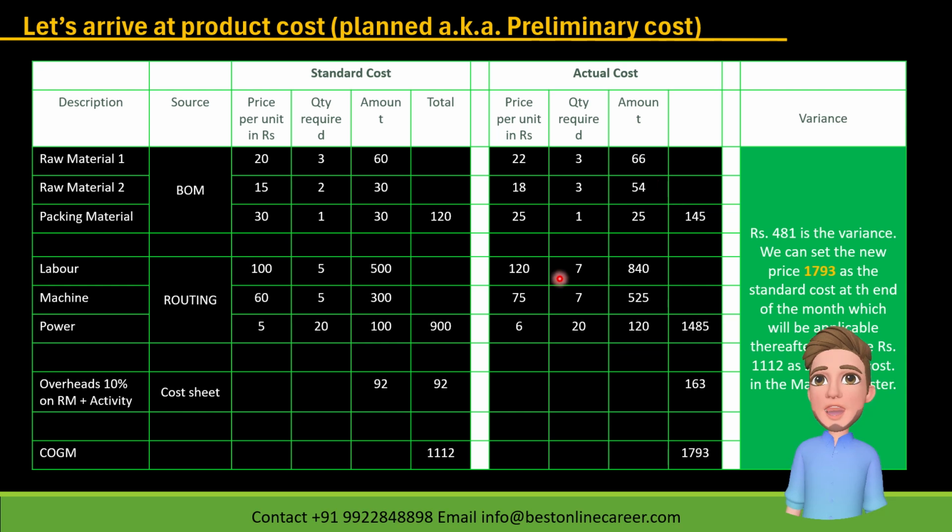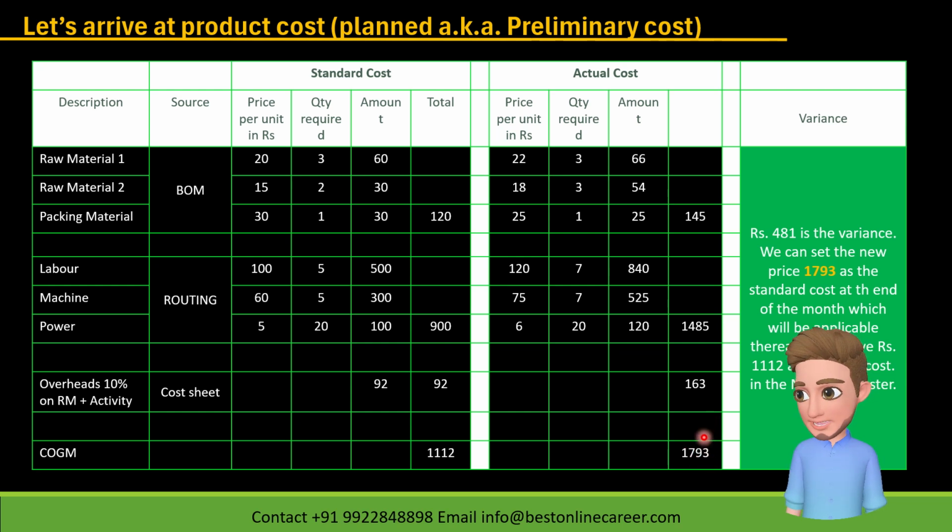Right? Subsequently, the activity cost has been revised. It's no longer 100, it's 120. Machine cost is not 60, it is 75. Then your per unit rate is not 5 anymore, it's 6. When you apply, you come to 1485. Now, accordingly, your 10% overhead changes to 145 plus 1485, and you add 163 on top of it. So you come to 1793.